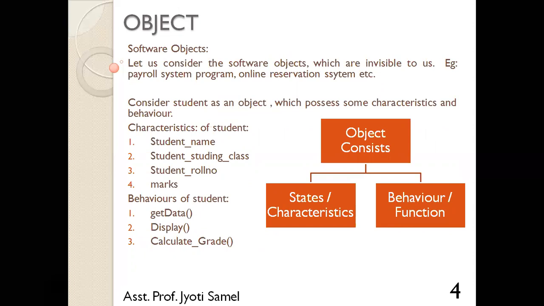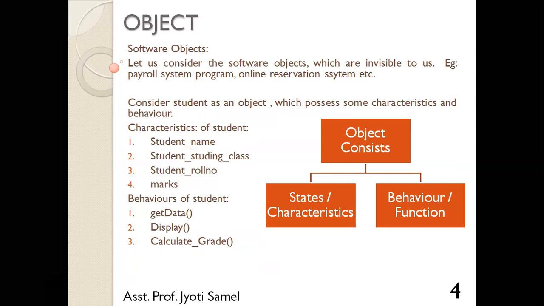Next, we are considering a software object. Software objects are invisible objects, such as payroll system, program, online reservation system, etc. Consider student as an object. In this, the student carries some characteristics, for example student name, the class the student is studying in, roll number, marks, etc. As well as that, the student has behavior.